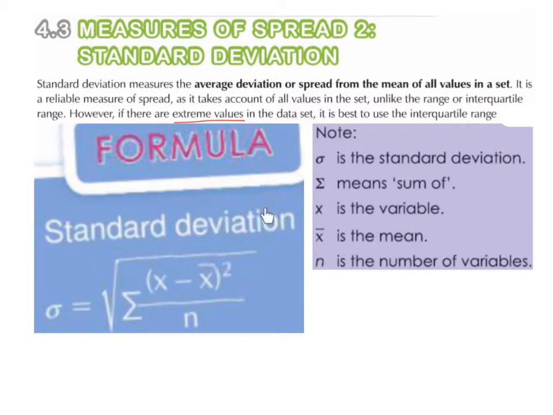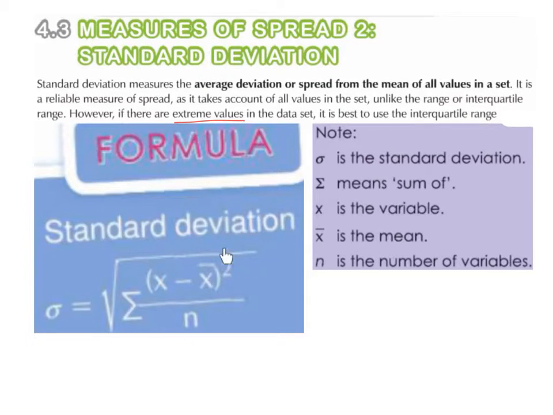Okay, so this is the formula for standard deviation, and this is an explanation of what all the symbols mean. This symbol here, like a circle with a little line sticking out the top of it, stands for standard deviation. So standard deviation equals the square root of the sum of, so this E symbol represents sum of, so add together, x, which is the variable, minus x bar, which is the mean, all of that squared, divided by n, which is the number of the variables or the amount of the variables.